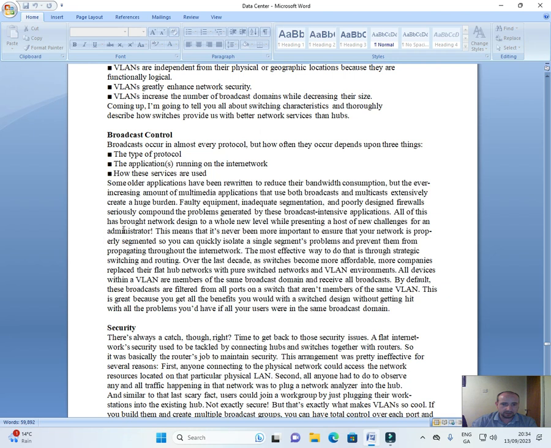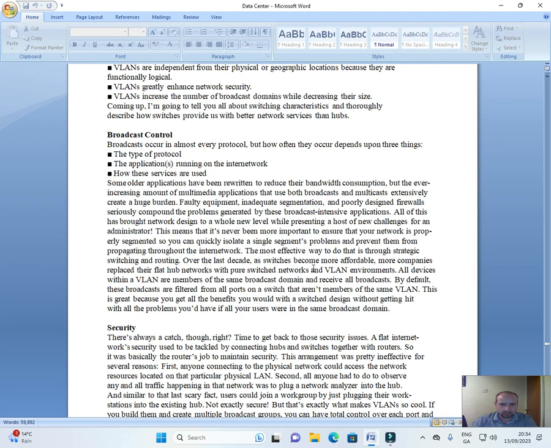All of this has brought network design to a whole new level while presenting a host of new challenges for an administrator. This means that it's never been more important to ensure that your network is properly segmented so you can quickly isolate a single segment's problems and prevent them from propagating through the internetwork. The most effective way to do that is through strategic switching and routing.